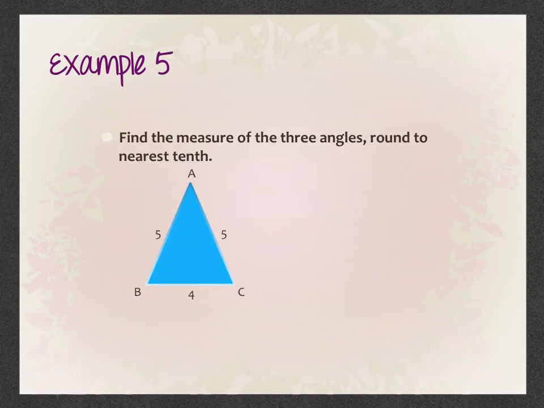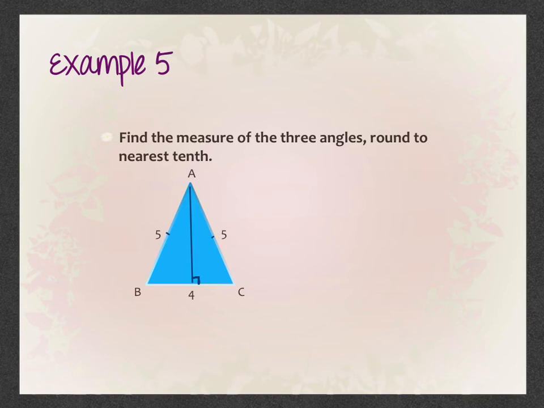And example 5 says, find the measure of the three angles, round to the nearest tenth. So what's tricky about this one is that this is not a right triangle. So I can't use SOHCAHTOA on it until I make it a right triangle. So we're going to make this isosceles triangle, because this is congruent to this, into two congruent right triangles.